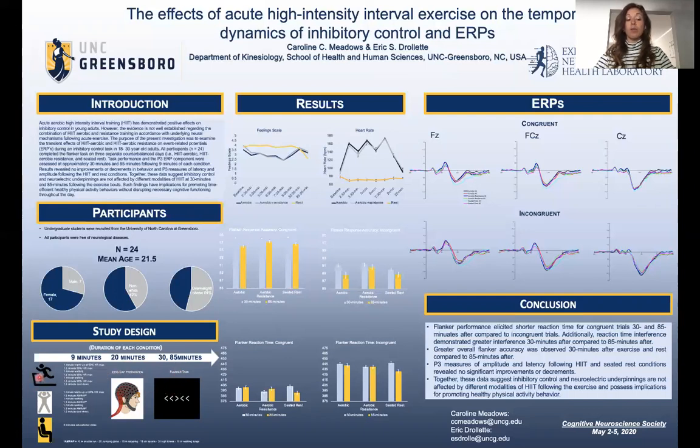For the HIIT aerobic condition, they completed a warm-up and cool-down, and then 3 rounds of a minute and a half on, minute off, and they completed this on the treadmill at 90% of their max heart rate.